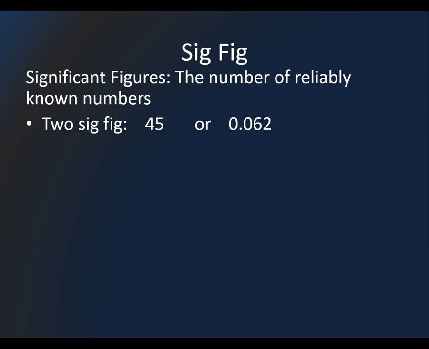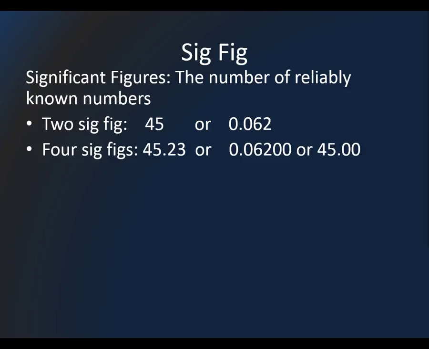If we want to look at, here's 3 examples of 4. 45.23, we now keep 2 more decimal points from our 45. And same thing with 0.062, we're going to keep 2 more decimal points. In this case, there's zeros, but the zeros behind the 2 are important, where the zeros in front of the 6 are less important. And then 45.00 also has 4 significant figures.